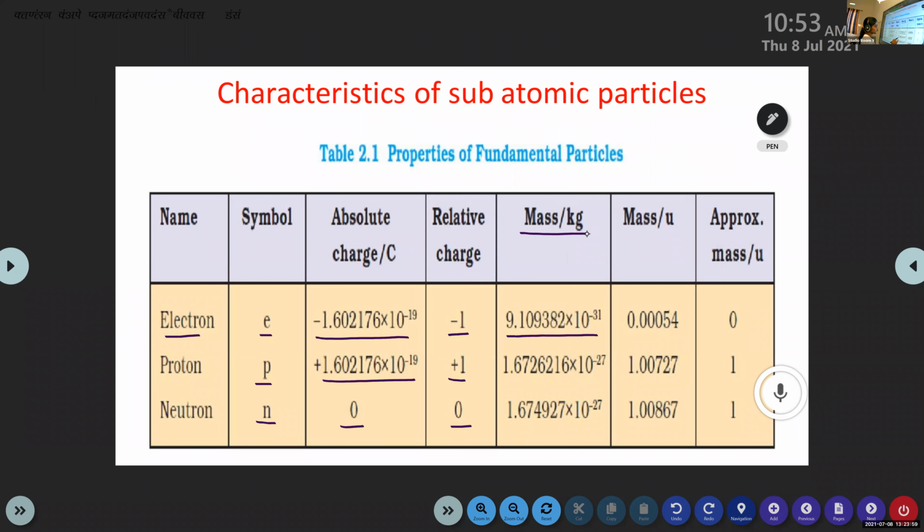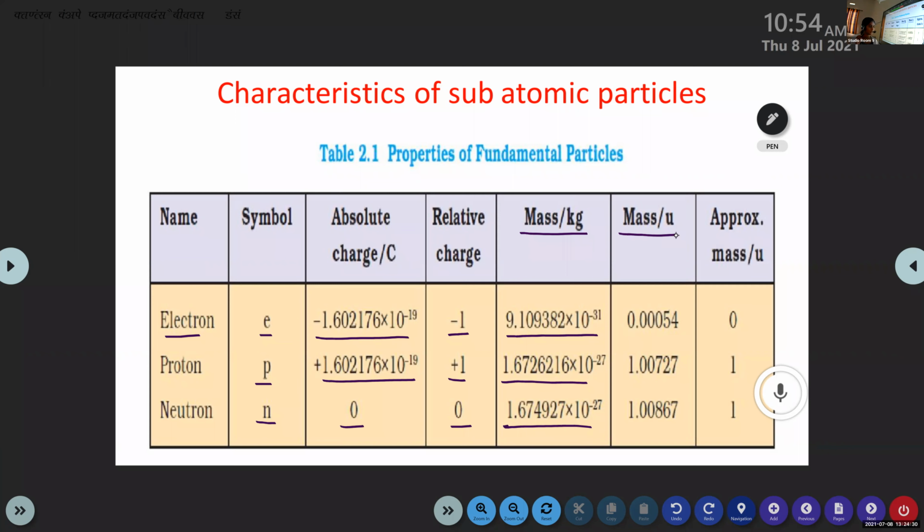And the mass of proton is 1.672621 into 10 raised to minus 27. Then the mass of neutron is 1.674927 into 10 raised to minus 27. And in the next column, it is represented in the form of atomic mass unit or unified mass. Clear? We have learned that atomic mass unit or the unified mass is the unit of atomic mass.